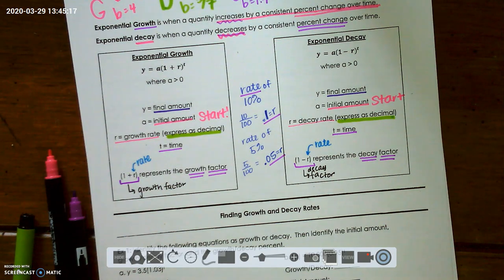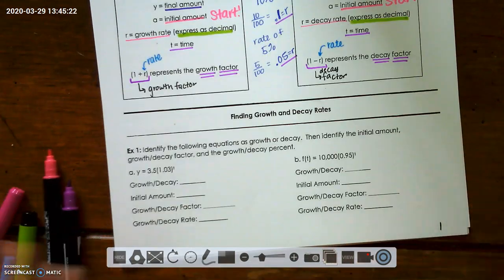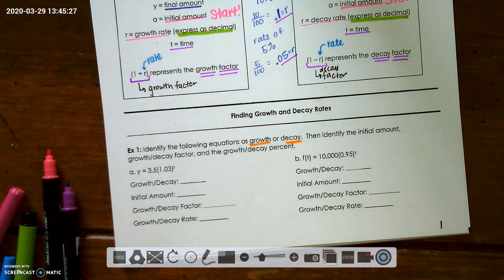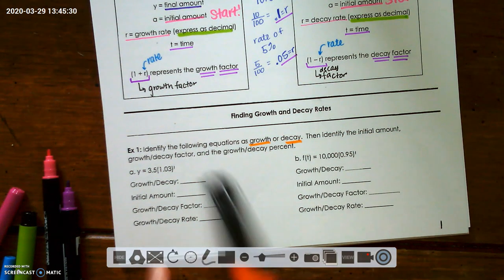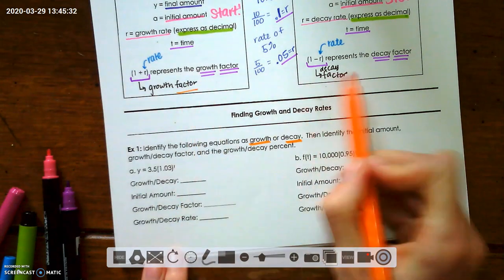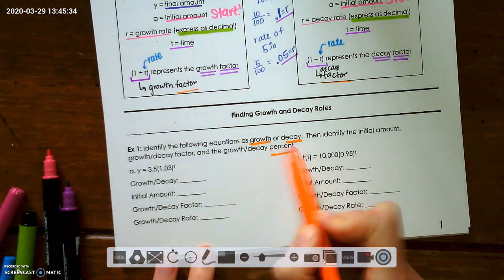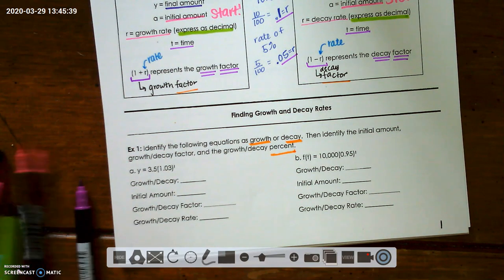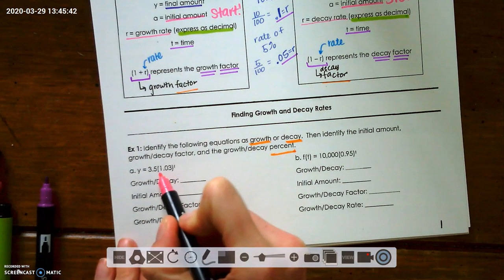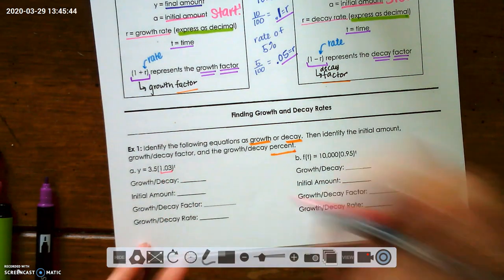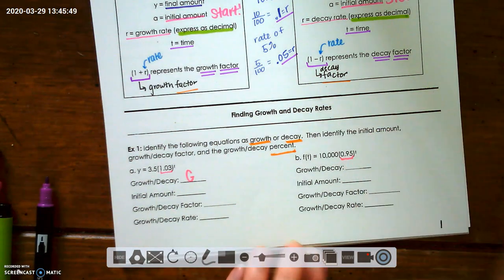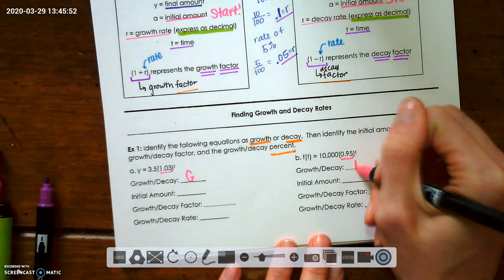All right. Let's take a look at some examples. Identify the following equations as growth or decay. Then identify the initial amount, growth/decay factor, that's what we just talked about up here, and the growth or decay percent. All right. So the first thing we want to look at, is this growth or is this decay? Well, the first one, 1.03 is our base, which is greater than 1, so that's growth. But over here, 0.95 is less than 1, so this one's decay.